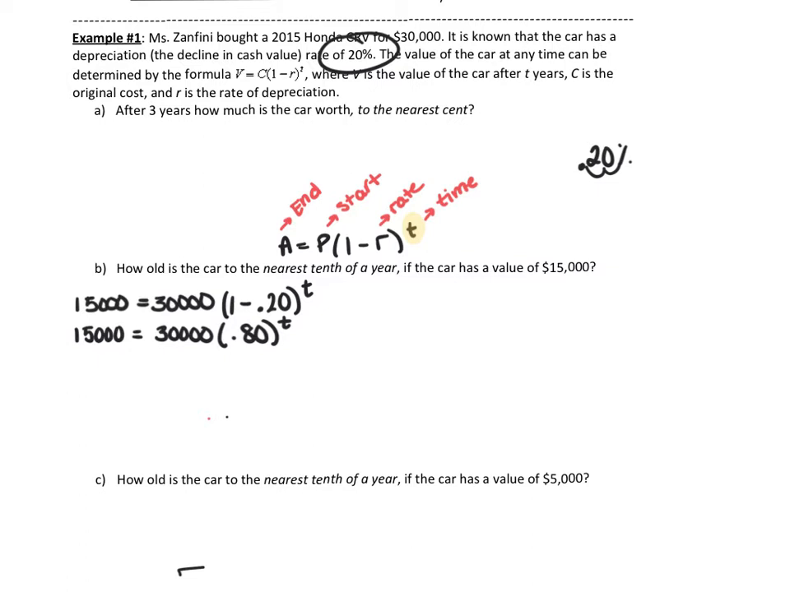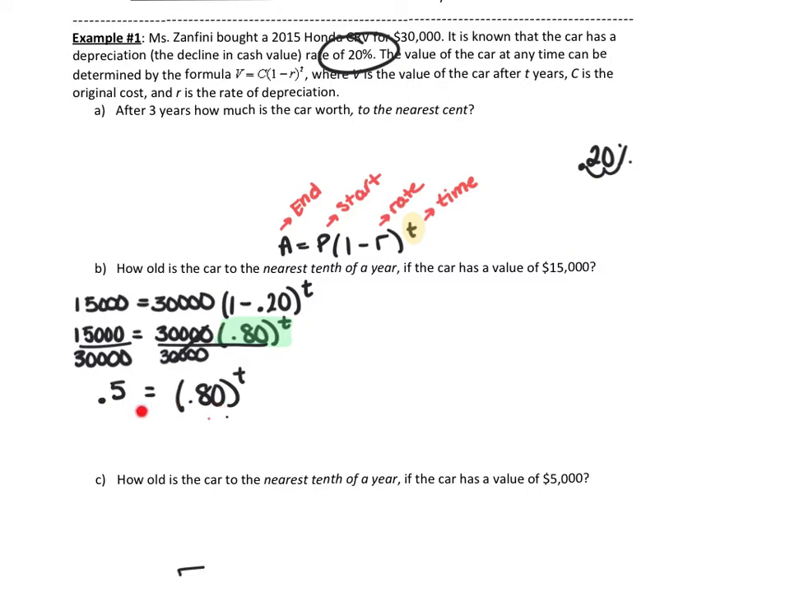So now our job is going to be to isolate this 0.80 to the t. And the way that we're going to do that is we're going to divide out this 30,000 on both sides. Because the 30,000 is attached to that 0.80 by multiplication, the opposite operation is division. So on the right side, we're left with 0.80 to the t. And on the left side, we'll just do the division, 15,000 divided by 30,000. And if you put that into the calculator, you'll get 0.5 or 1/2, excuse me.